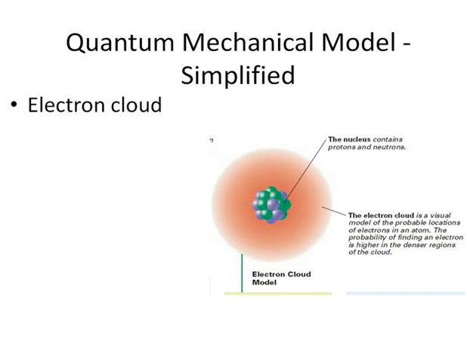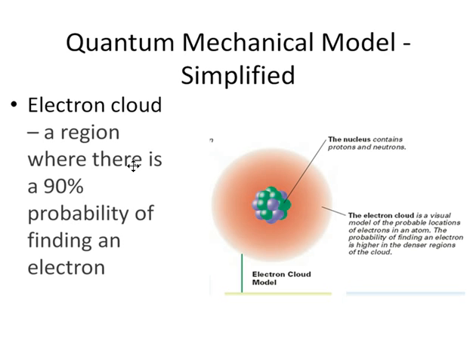So the quantum mechanical model, we're going to try to simplify it. And you saw in the video the idea of the electron cloud, which is sort of like bees buzzing around the hive. You see here in this diagram from your book the nucleus where the protons and the neutrons are contained, and then a fuzzy region of space called the electron cloud. The diagram here says it's a visual model of the probable locations of electrons in an atom. The probability of finding an electron is higher in the denser regions of the cloud.